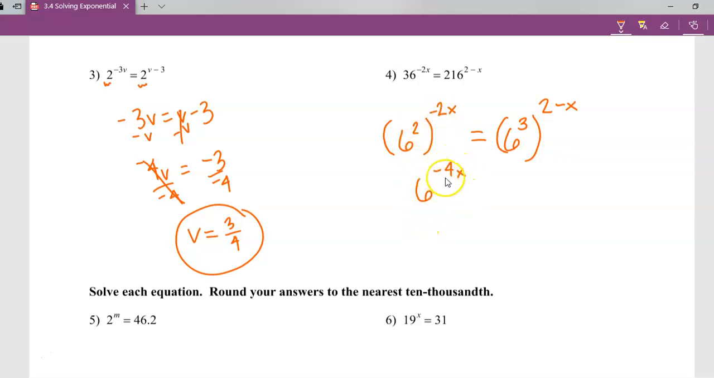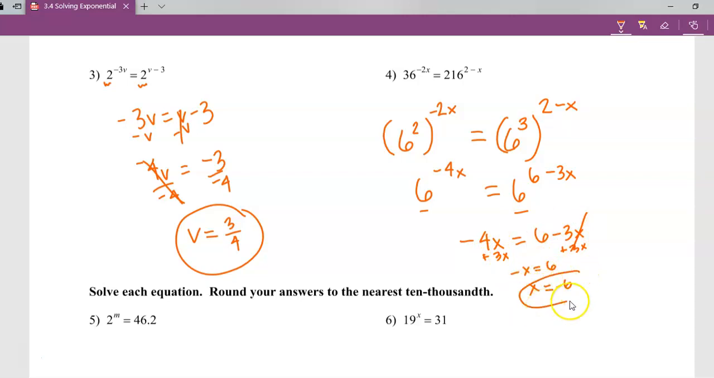So this is the same as 6 to the negative 4x, and then this would be the same as 6 to the 3 times 2, which is 6, and 3 times negative x is negative 3x. So now those bases match. I've multiplied the exponents together to simplify, and so now I know that I can get rid of those bases and just set the exponents equal to each other and then solve for x. So I want to get all the x's on one side, so I'm going to add 3x to both sides. So negative x equals 6. And then divide both sides by negative 1, so x equals negative 6.